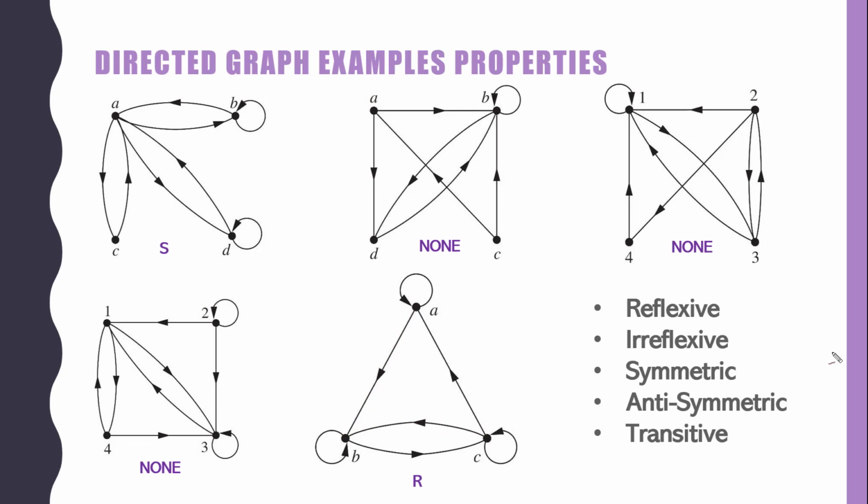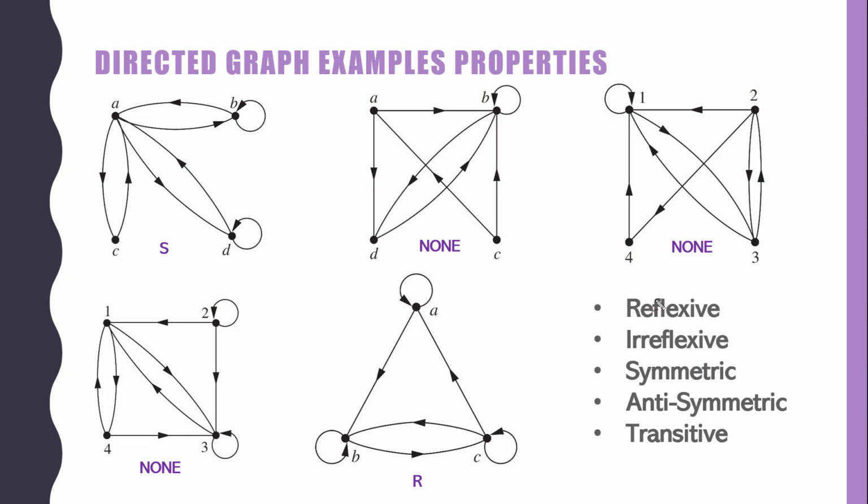With reflexive, you're looking for every node has a loop. All the nodes have a loop on themselves. Easy. For irreflexive, none of the nodes have a loop on themselves. Easy. For symmetric, every single vertex that goes to another vertex has to go in both directions. So in other words, you have these double arrow looking things from every point that's connected. That makes it symmetric. Anti-symmetric, you have no double arrows.